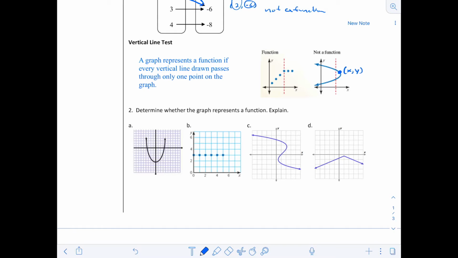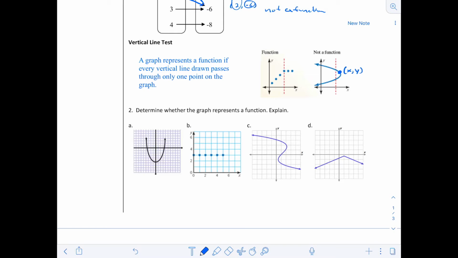And the way that we can tell if a graph represents a function is by doing what's called a vertical line test. In the vertical line test, we simply draw vertical lines through the graph. And if that vertical line will only ever hit the graph once, then it's a function. But if I can find even one vertical line that hits the graph twice, it's no longer a function.